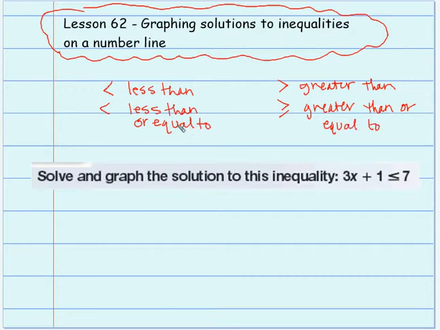Okay, so we're going to solve some inequalities and then graph them on a number line. So if we had, oops, sorry, I made a mistake right there. Less than and less than or equal to. The equal to will always have the extra line underneath there. That's part of the equal sign. So we can have something that looks like this. X is less than 4.